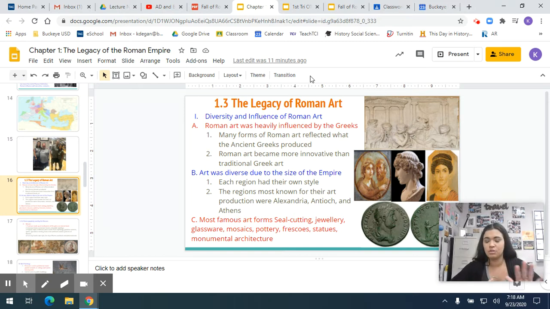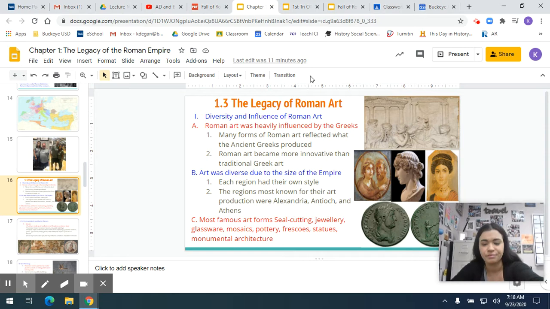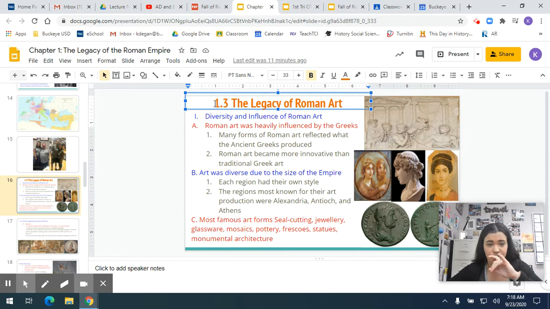We'll fluctuate between 2 different formats of lecture notes, some where you fill in the blank like you have already, and some where you write down what's in red and blue. So what your notes are going to look like, what you should be writing. The first thing that I should see written is the section title. For example, the section title of this is 1.3, the legacy of Roman art. So I should see that at the top of your lecture notes.